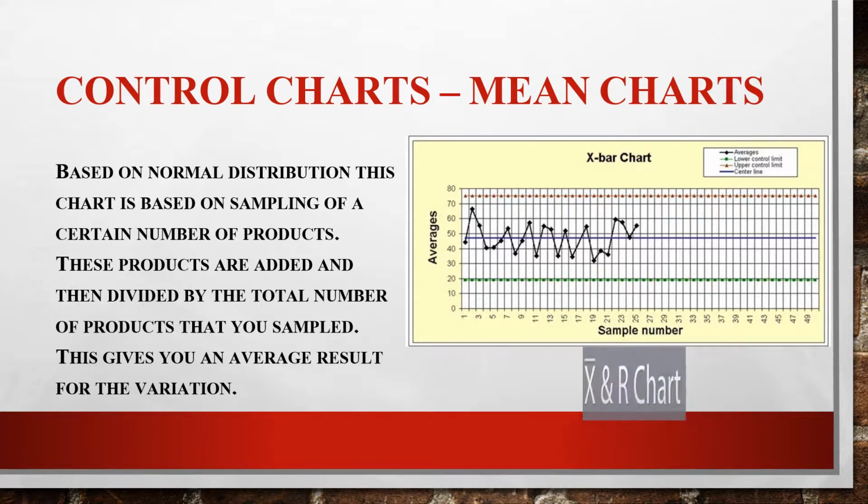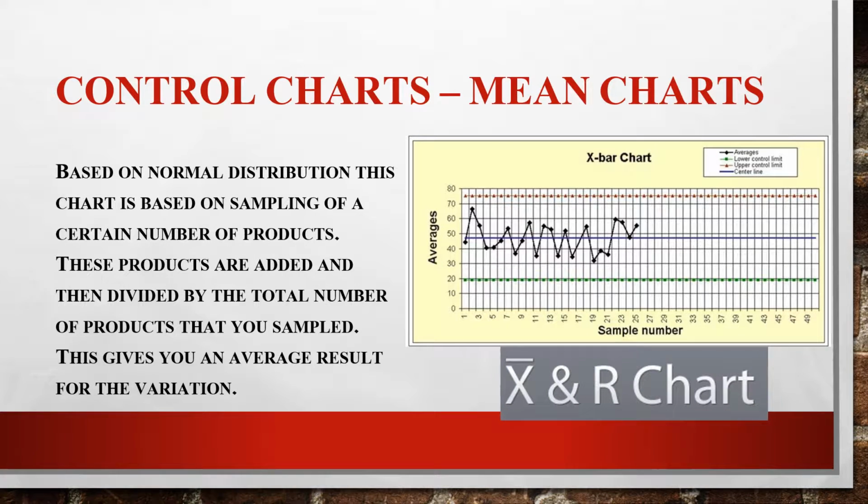These are done by control charts. Based on normal distribution, the X chart or the mean chart controls a specific number of products. The number of products are then added all together and divided by the total number of products you sampled to give you an average.